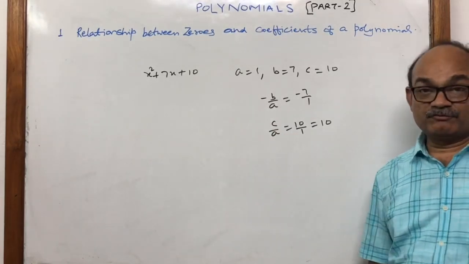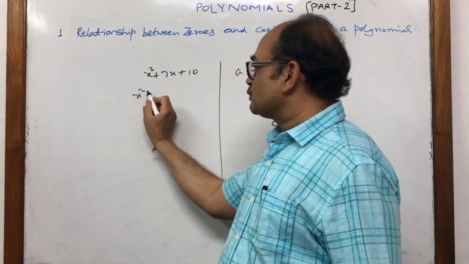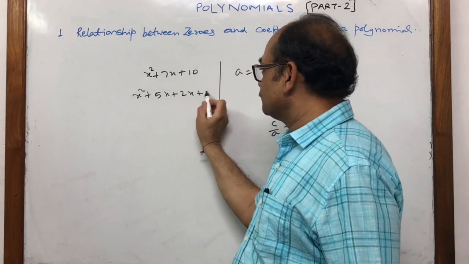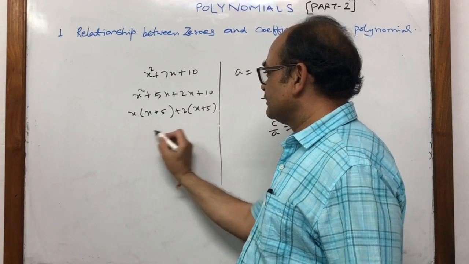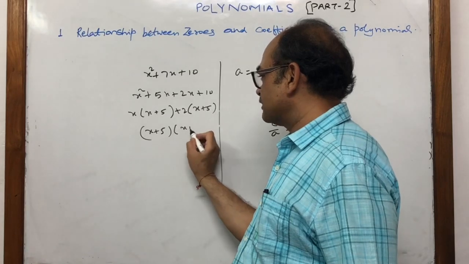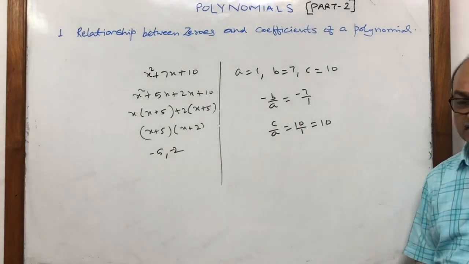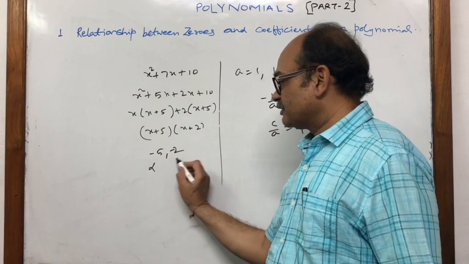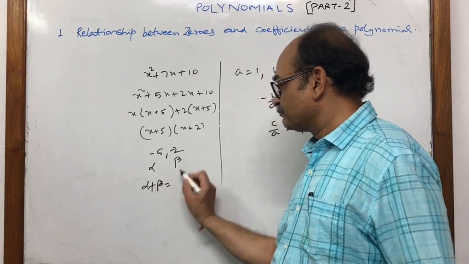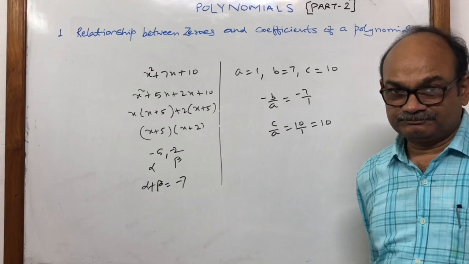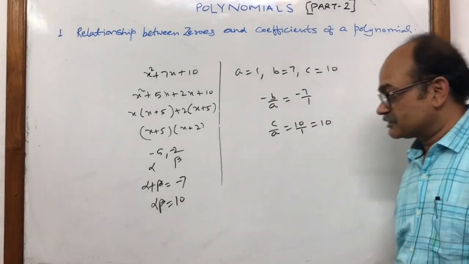Now the left hand side. We want to calculate the zeros. Simple factorization: x square plus 5x plus 2x plus 10, x common, x plus 5, 2 common, x plus 5. So x plus 5 and x plus 2. So zeros are minus 5 and minus 2. Any one is alpha and the other one is beta. We want to calculate alpha plus beta. What are we getting? Minus 7. Alpha beta, what are we getting? 10.